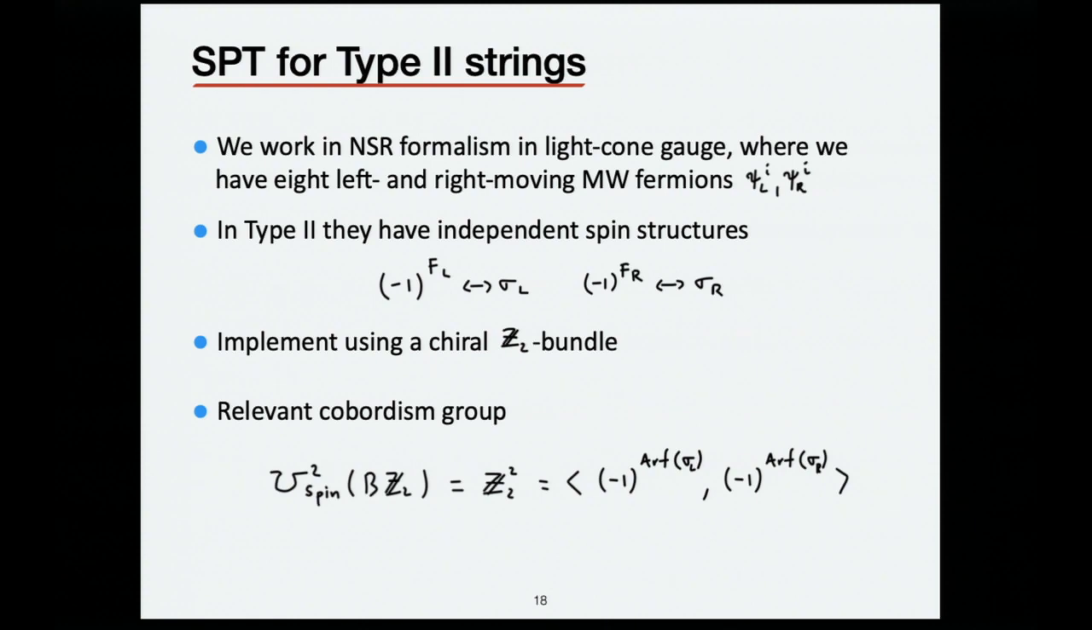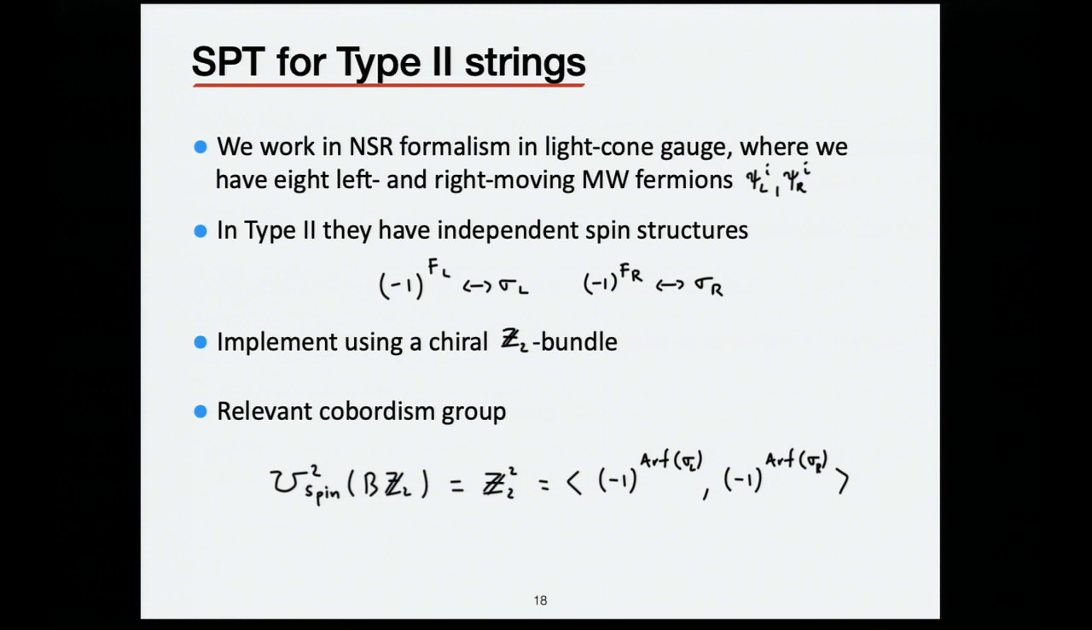And how do we implement this in practice? Well, we need to use some chiral Z2 bundle. In principle, we could have the usual spin structure on our manifold, but if we have a Z2 bundle that only acts on the left movers, then that effectively is a spin structure for the left movers, and the combination with the usual spin structure gives me a spin structure for the right movers. So before gauging, we have a choice of spin structure and a choice of the Z2 bundle. And we know how to classify the SPTs that have that structure. This is just this cobordism group, and it's Z2 squared, generated by this condition.